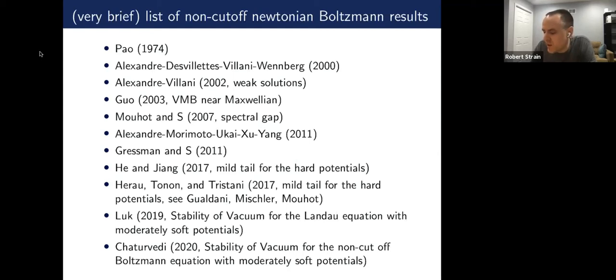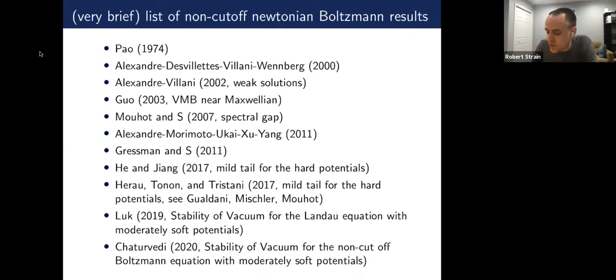But then in 2017, He and Zhang studied the mild-tailed global stability near equilibrium for the hard potential non-cutoff Boltzmann equation. And Hérau, Tonon, and Tristani in 2017 studied the mild-tail global stability for the hard potential non-cutoff Boltzmann equation, also using work by Gualdani, Mischler, and Mouhot. And then in 2019, Jonathan Luk studied the stability of vacuum for the Landau equation with moderately soft potentials. So that's a very closely related equation, but it's not the same.